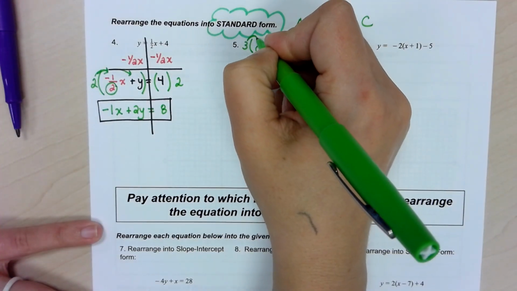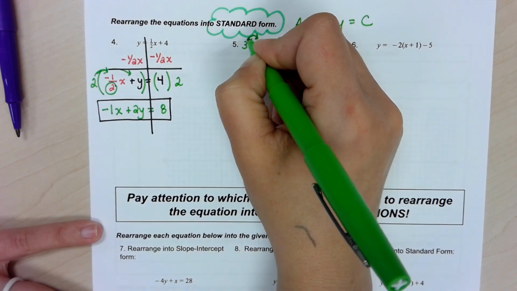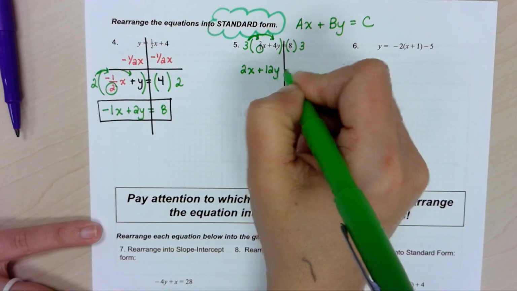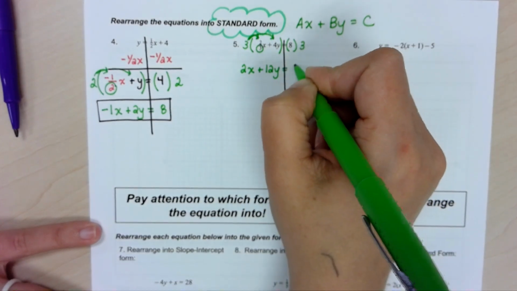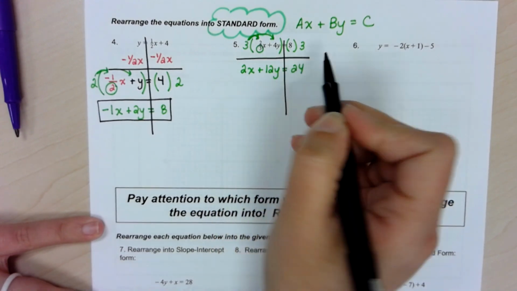So if I distribute, 3 times 2/3 would just be 2x. 3 times 4y would be 12y. And 3 times 8 would be 24. And that would be my final answer.